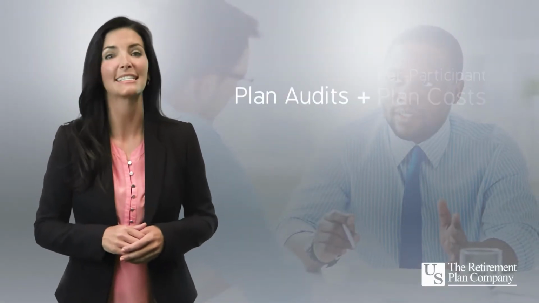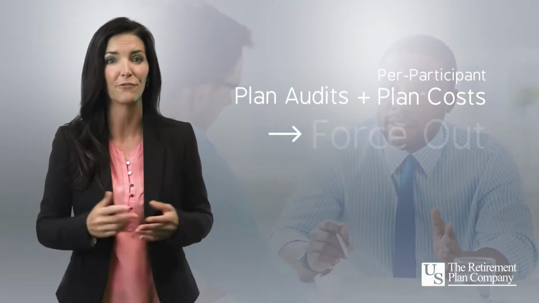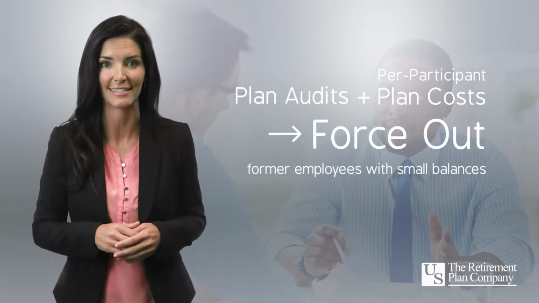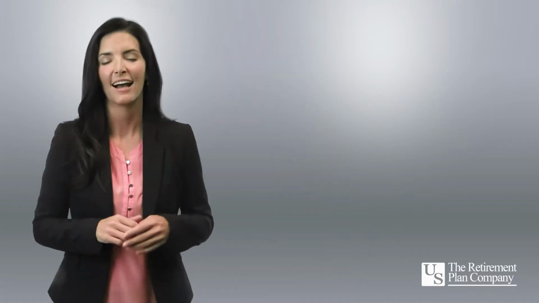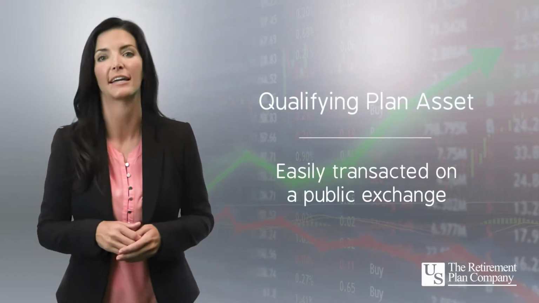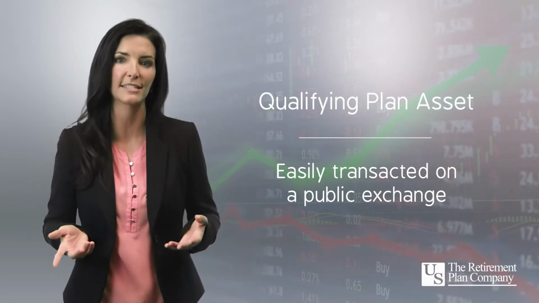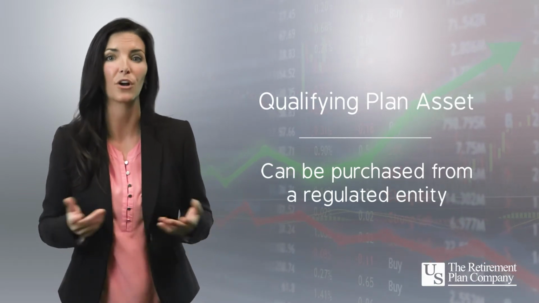This reality, plus the annual plan cost of carrying former employees, encourages many plan sponsors to force out former employees with small balances. The Department of Labor also requires small plans who have less than 95% of their assets in qualifying assets to obtain an audit, unless those assets are adequately covered by an ERISA fidelity bond. A qualifying plan asset is generally one that is easily transacted on a public exchange, like the New York Stock Exchange or NASDAQ, or that can be typically purchased from a bank or life insurance company or other regulated entity.